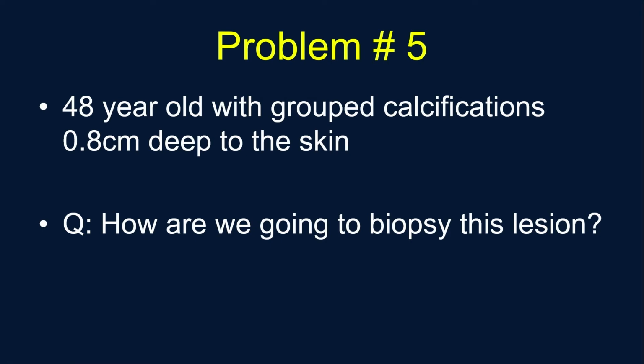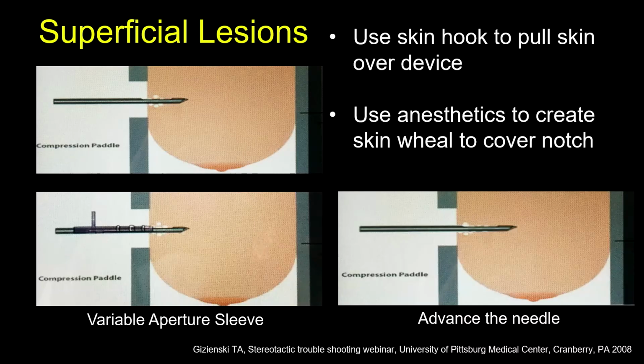Question 5. Okay, 48-year-old with grouped calcifications that are only 0.8 centimeter deep to the skin. How are you going to biopsy this? Thinking about it? Okay. So a superficial lesion is a challenge because it causes the aperture of the sample notch to be exposed outside of the breast. And this has to be covered, otherwise the skin will be traumatized during the biopsy.